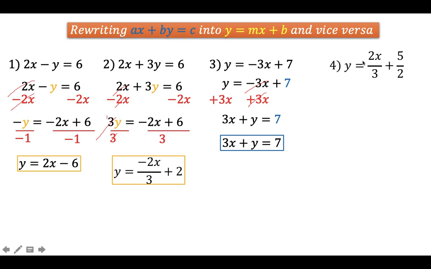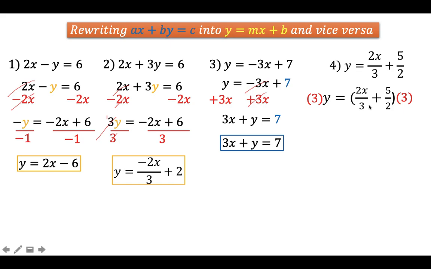Last example, y is equal to 2x over 3 plus 5 halves. First I just group them using parentheses because we are about to multiply them by 3. Why? Because we want this denominator to be eliminated. It is easier to work with integers rather than rational numbers. So to get rid of this, multiply by 3 so that later on we're going to eliminate them.